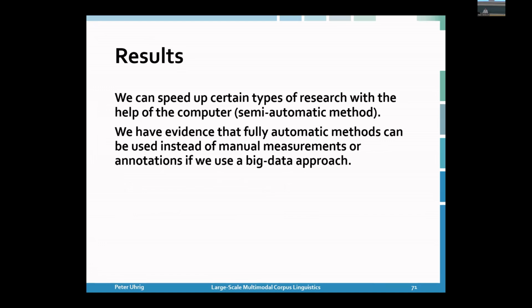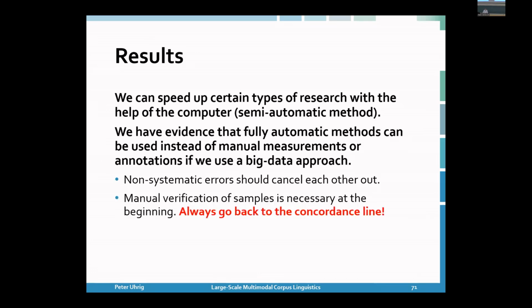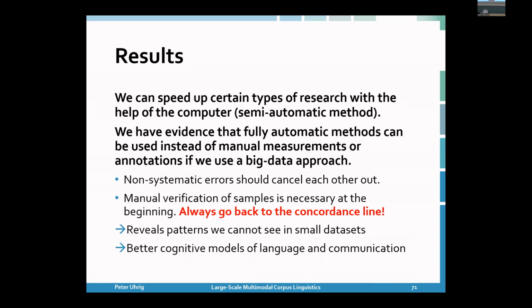What does that mean? It means that we have so much data and we make sure that non-systematic errors should cancel each other out, but that still means manual verification of samples is necessary at the beginning to make sure that we don't have any systematic errors in there. And that means always go back to the concordance line. Really, it's important. But if we do that, then it reveals patterns that we cannot see in small data sets, and therefore hopefully can give us better cognitive models of language and communication.